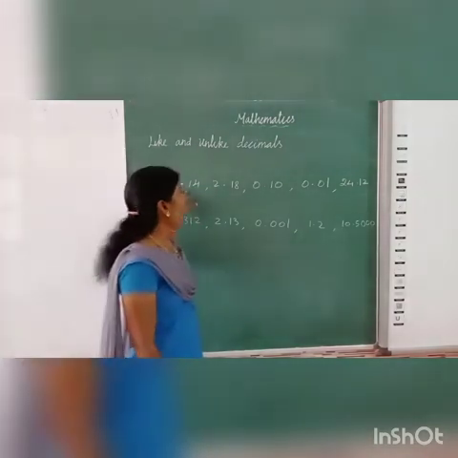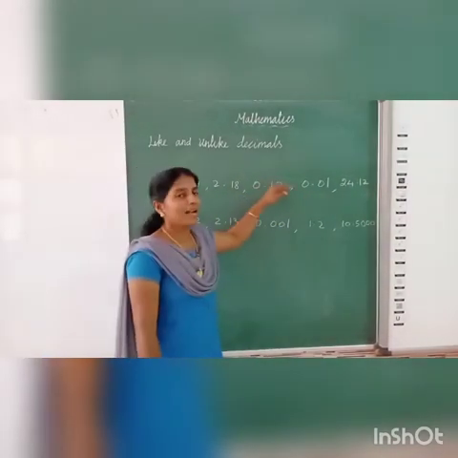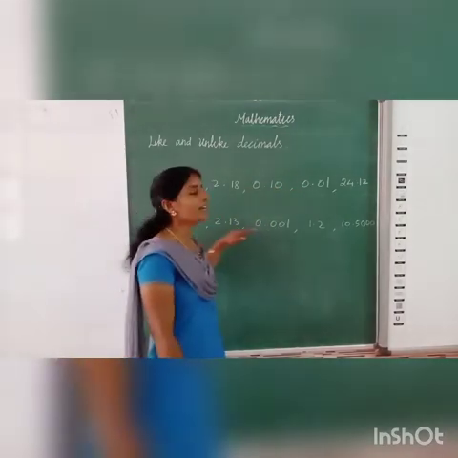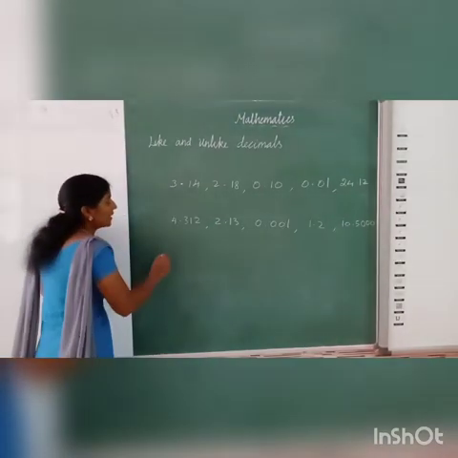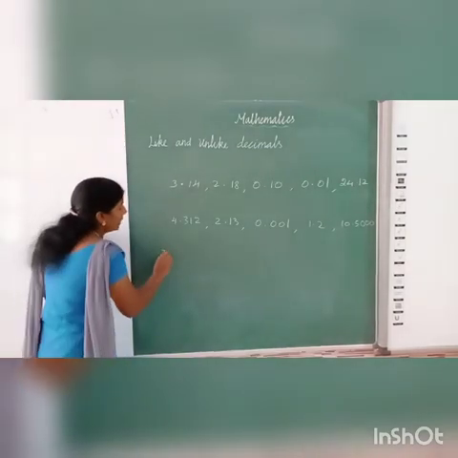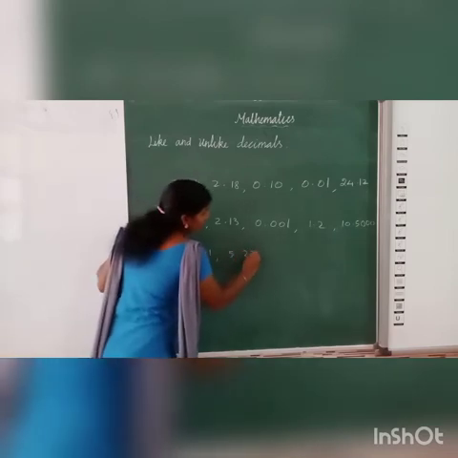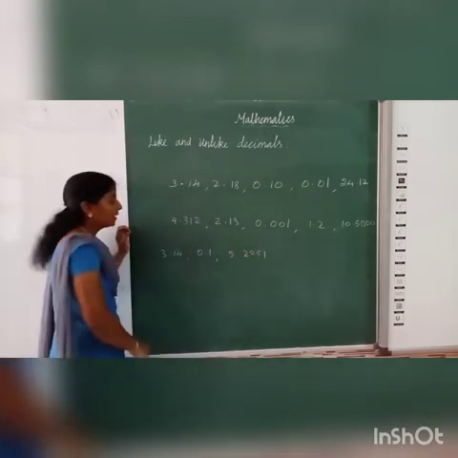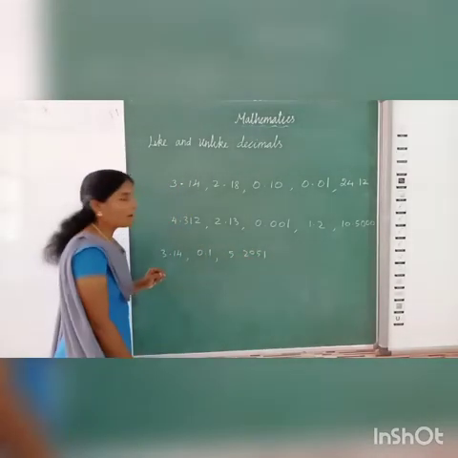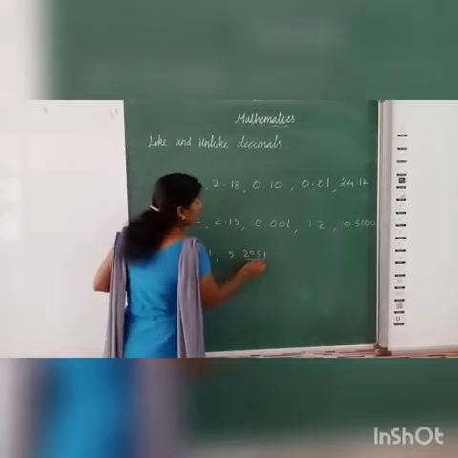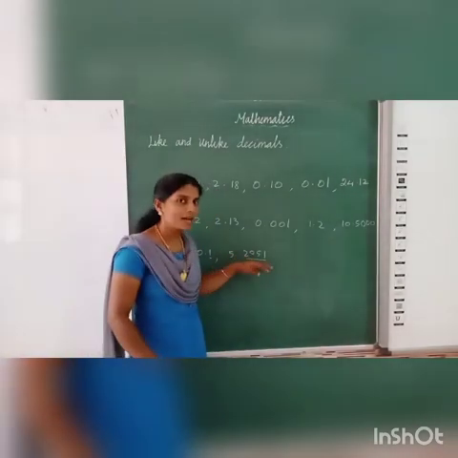Okay? Here after the decimal we have all 2 digits. So we can say these are all like decimals. Here we have different numbers of digits. So we can say these are all unlike decimals. Now we can convert into like decimals. 3.14, 0.1, 5.2051. How? Now listen here. Here 4 digits. Here only 1 digit. Here 2 digits. The maximum number of digits is 4, isn't it?